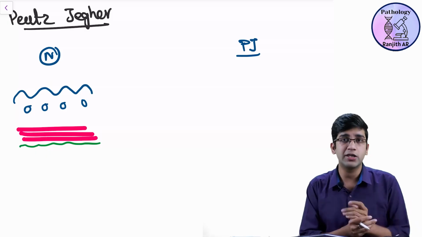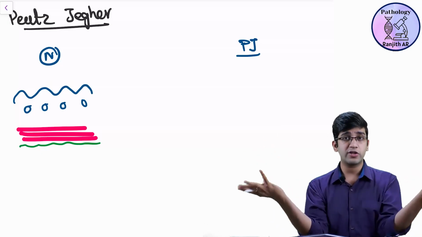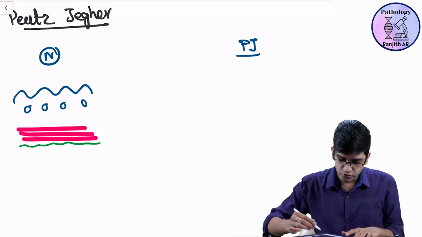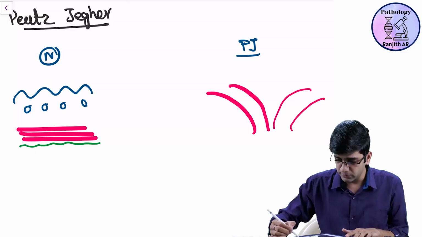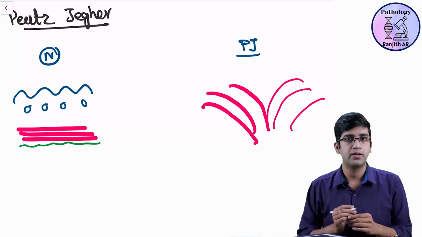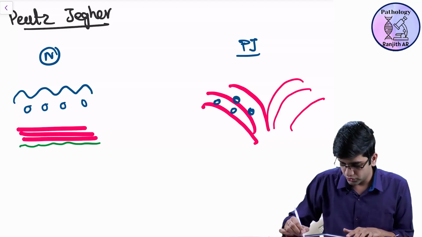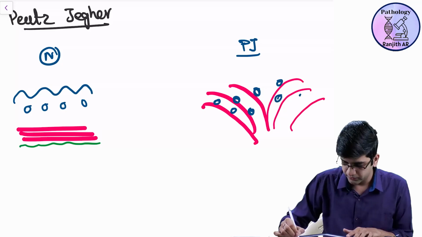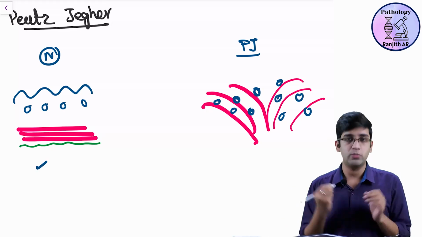When I take a Peutz-Jeghers polyp, it is called an arborizing polyp. It looks like a tree. So it's going to look like a tree. So it'll look like this. It's a polyp that's going to look like this, with glands here. See, the small round ones are the glands. Okay, that's a polyp and this is my normal mucosa.